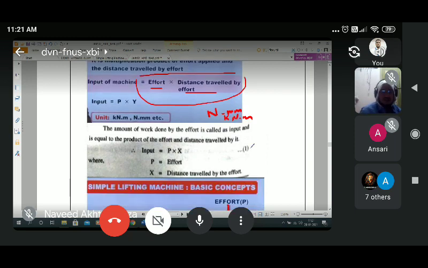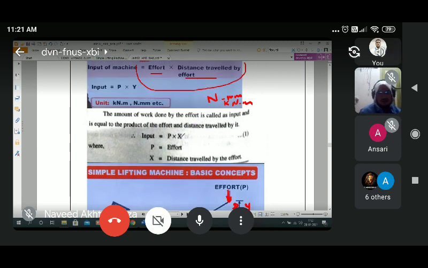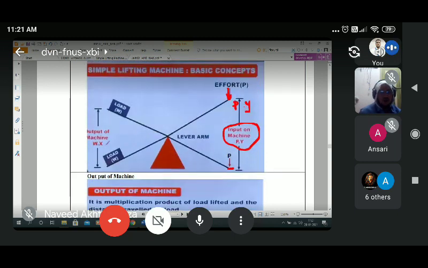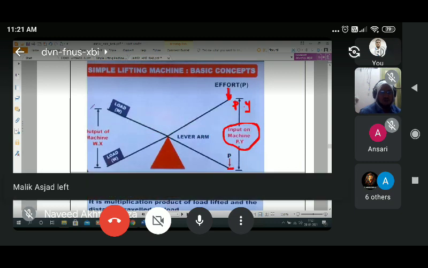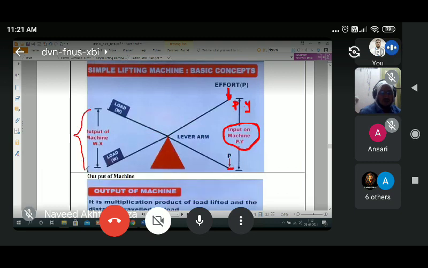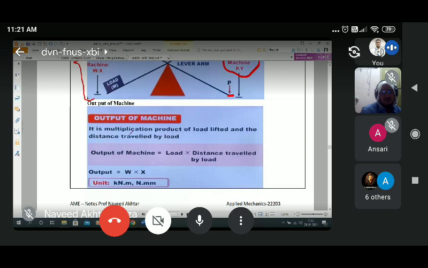Similarly, you can say that the output of the machine. If we see here, the output of the machine will be the distance traveled by the load. The load is denoted generally by W, and the distance traveled by the load is X. So W into X is the work done, and it is called the output of your machine.